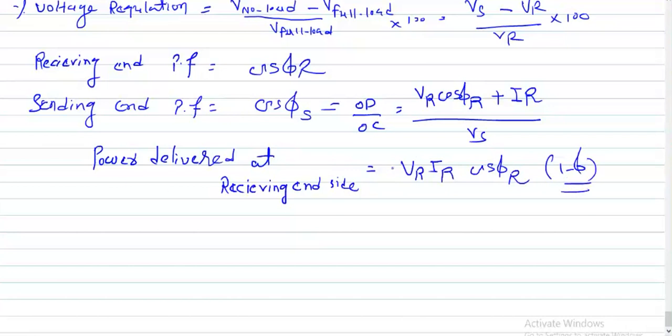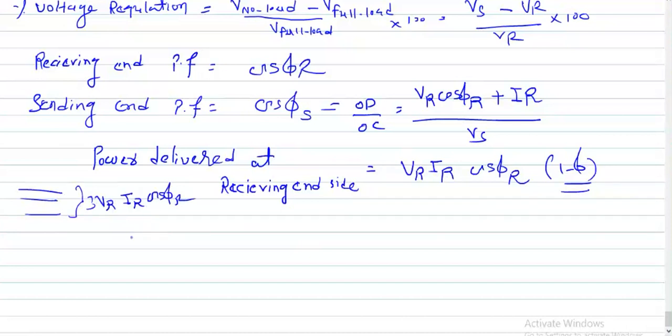Otherwise, it is 3 times VR IR cos phi r if the three lines are there. So this becomes 3 VR IR cos phi r, if the model is per phase and we consider it as three phase. This is for single phase.